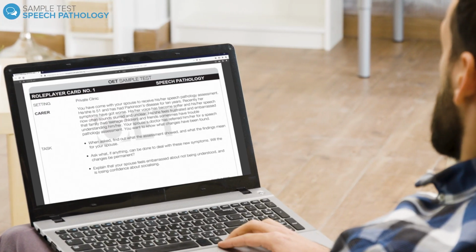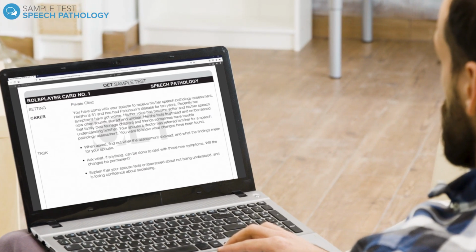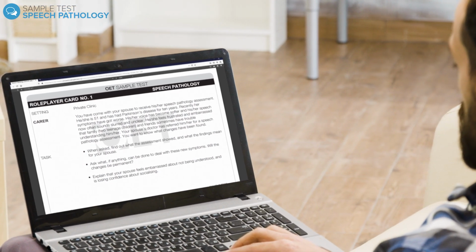There are a number of ways you can practice the role play with a family member, a friend, or a colleague. It's important that you only look at the speech pathologist card before you practice, so that you are only getting the same amount of information that you do in the test.